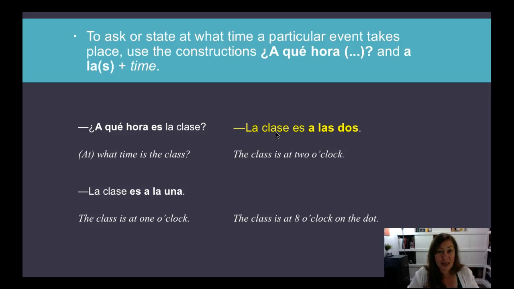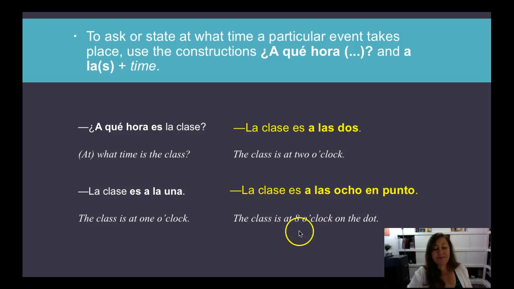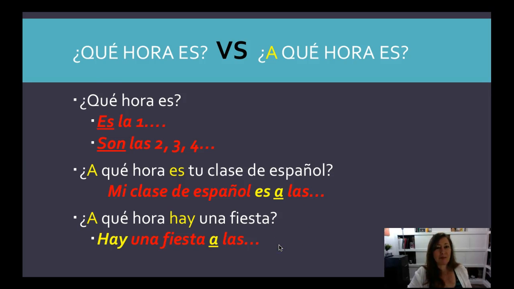Now we're going to see some more examples, so don't panic if you can't form it yet. Here we have an example. La clase es a la 1. How will we say the class is at 8 o'clock on the dot? La clase es a las 8 en punto. Bien? Vamos a ver más ejemplos.